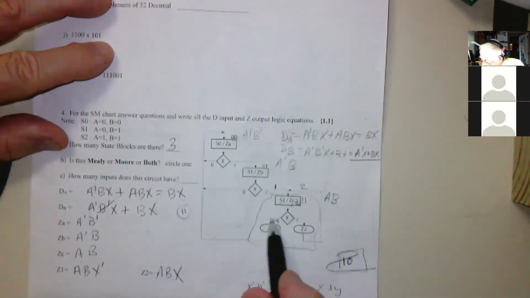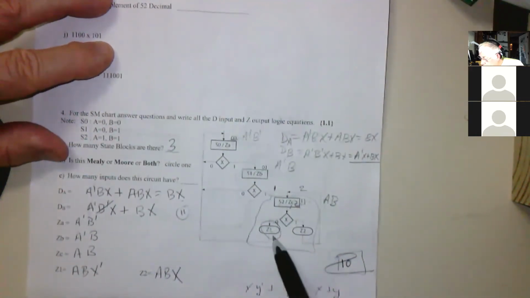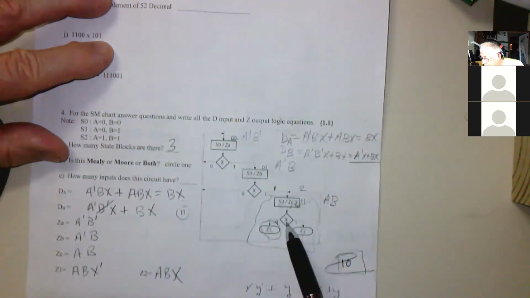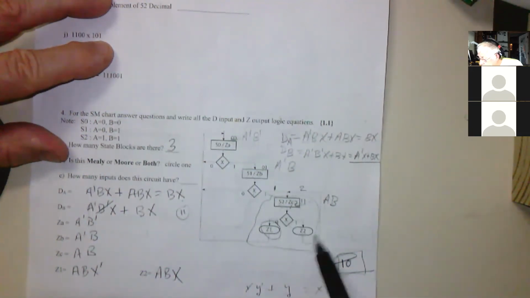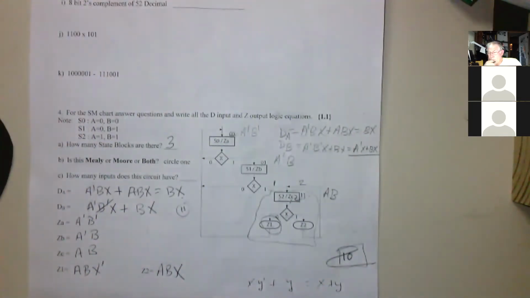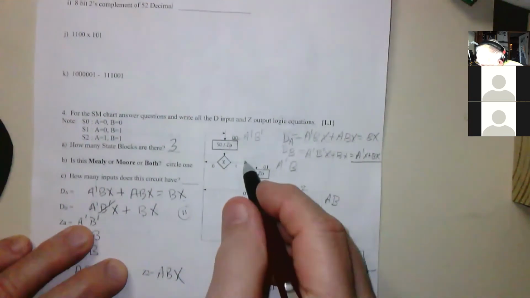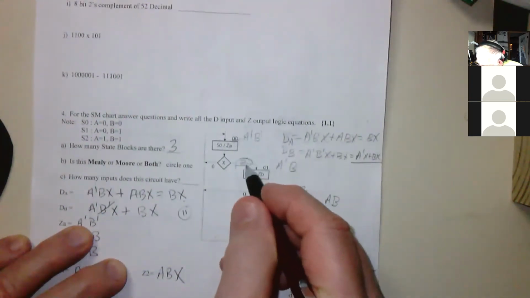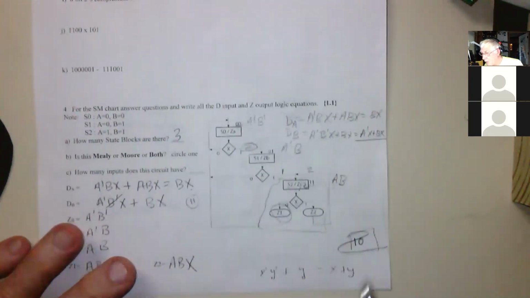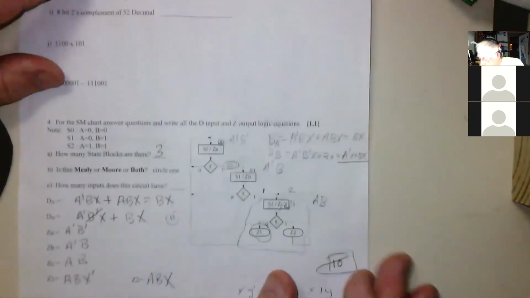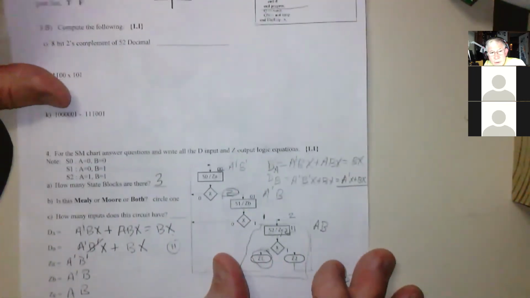Now, the conditional output Z1 only happens if you're in S2 and you get an X equals zero as your next input. So that would be AB X prime. And Z2 would be AB X because X equals one when you get Z2. And that's all there is to it. Now, if you had another point up here where you had say Z1 here as well, then you'd have to add that path in for Z1. All right, questions about that?